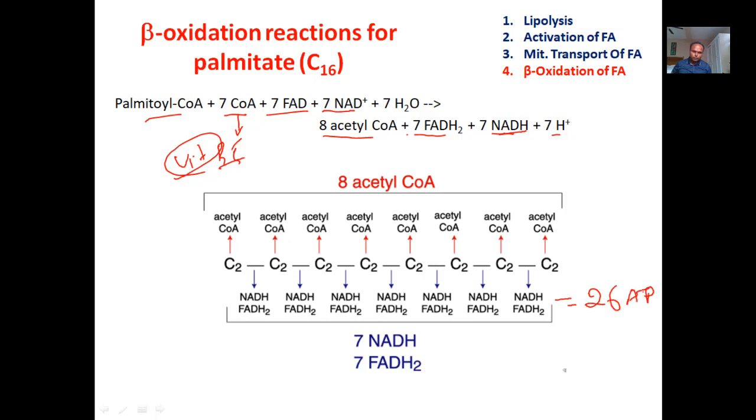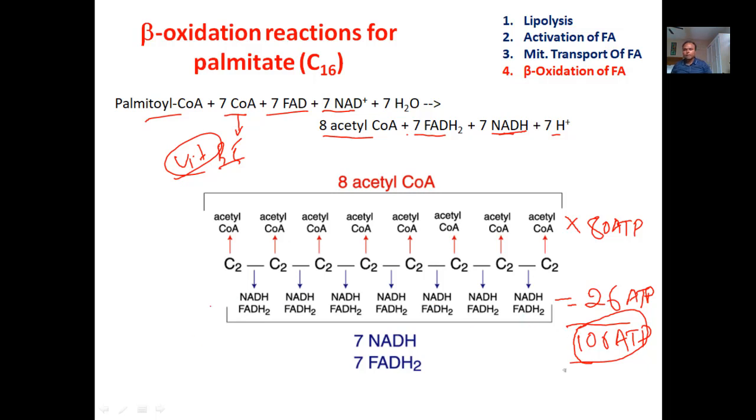So there are 8 acetyl coenzyme A. If all of this fatty acid goes through beta oxidation, each acetyl coenzyme A will go on to produce ATP, in total 80 ATP. This 80 plus 26 equals 106 ATP will be produced. The total ATP produced from palmitoyl coenzyme A is 100 plus 6.